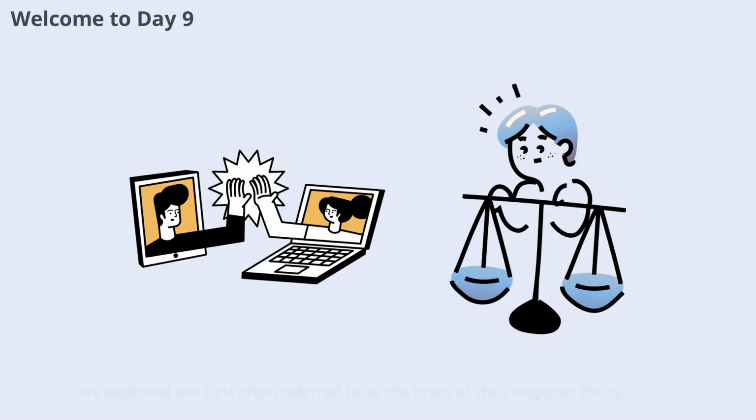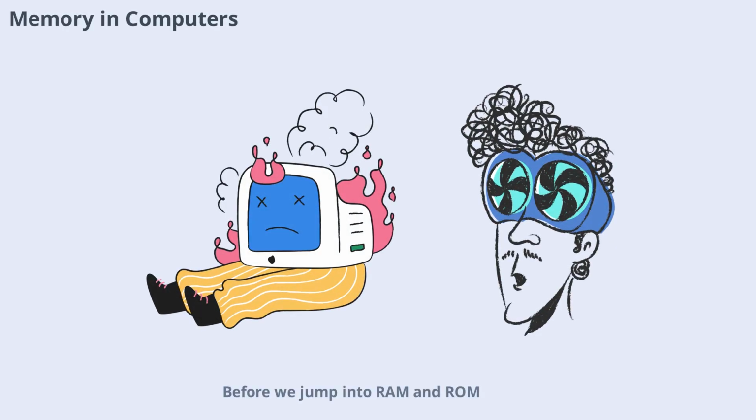In our previous lesson, we explored the CPU, often referred to as the brain of the computer. Today, on day 9, we're diving into two essential types of memory that every computer uses: RAM and ROM. Understanding these will help you grasp how computers store and access information, making your digital experience smoother and more efficient. Let's get started and unravel the mysteries behind RAM and ROM and see why they're so important for your computer's performance.